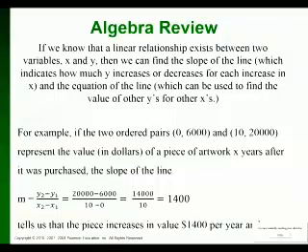Given those two ordered pairs, I can find the slope of the line using the slope formula, and that slope turns out to be 1,400. What that 1,400 means is each year, the value of the artwork is increasing $1,400 a year. And if you know that, then you can find the equation of the line.